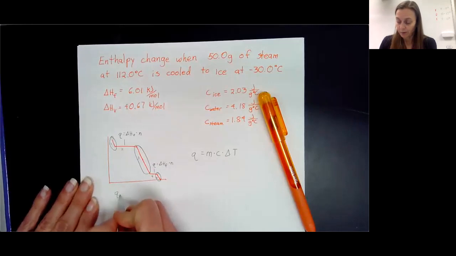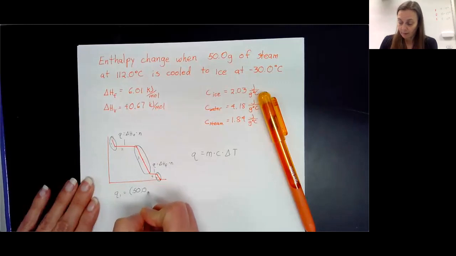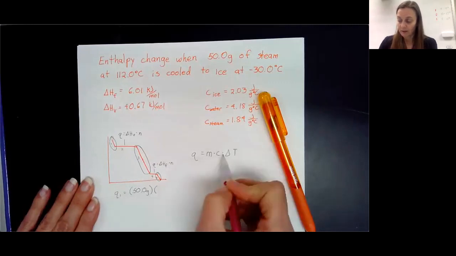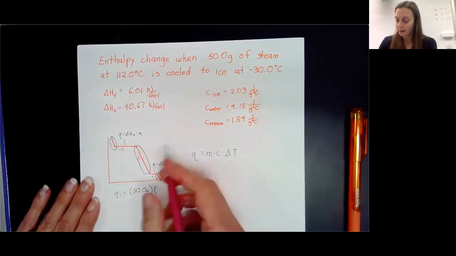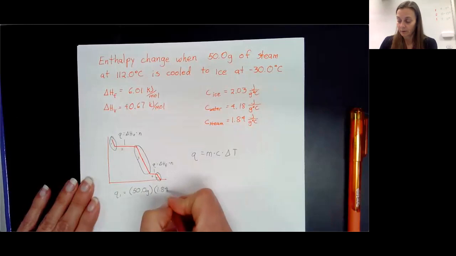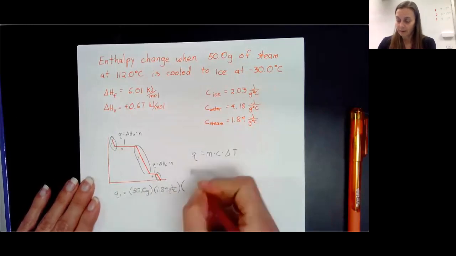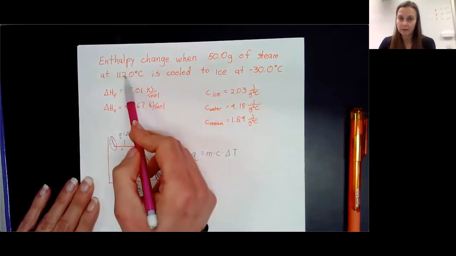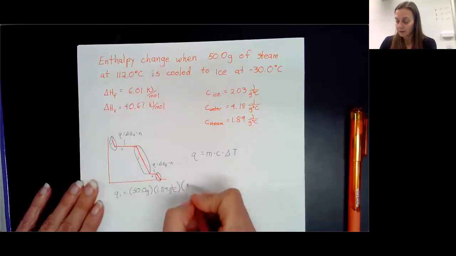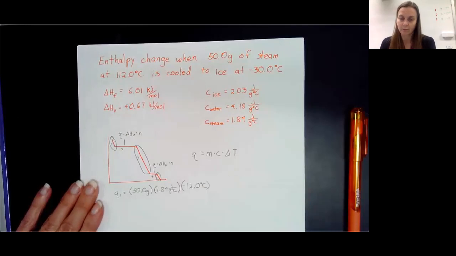So Q1 is going to equal the mass, 50 grams, times the specific heat of steam, because that's this section, I have steam here. So that's 1.84 joules per gram degree Celsius, times the change in temperature. So it's going from 112 degrees Celsius to 100 degrees Celsius. So that's 12.0 degrees Celsius. And that's negative because the temperature is going down.